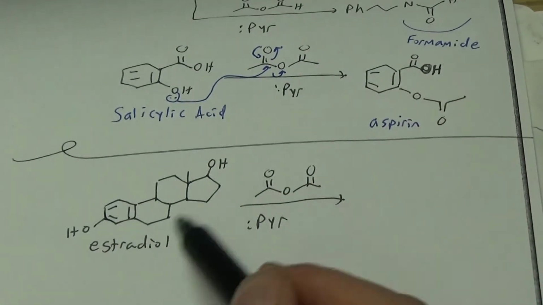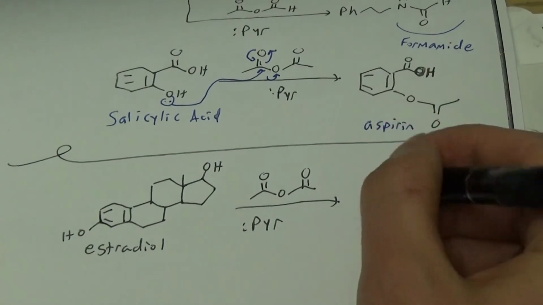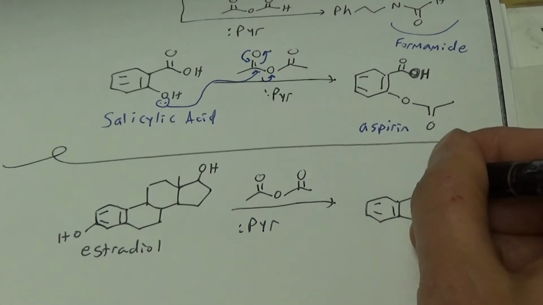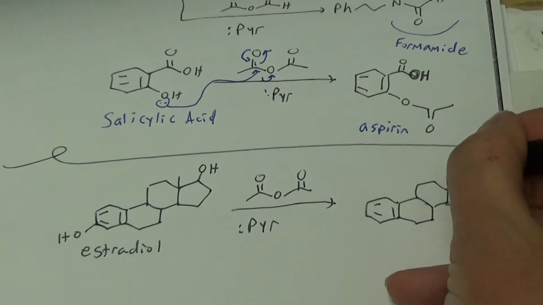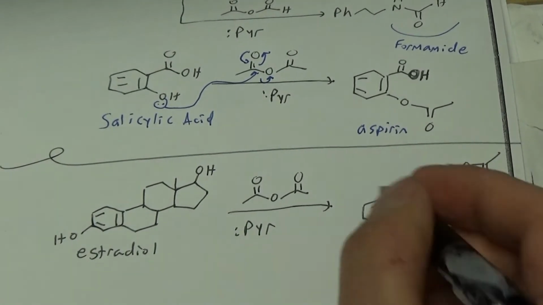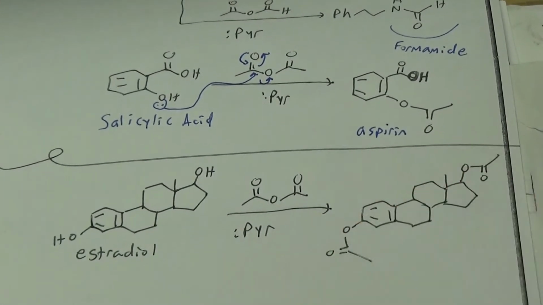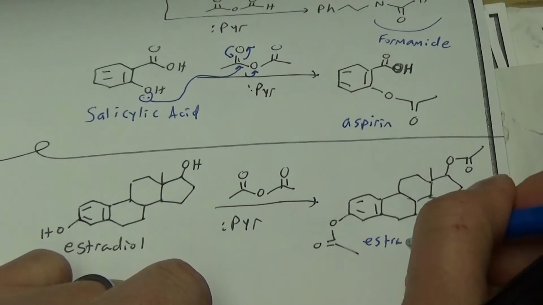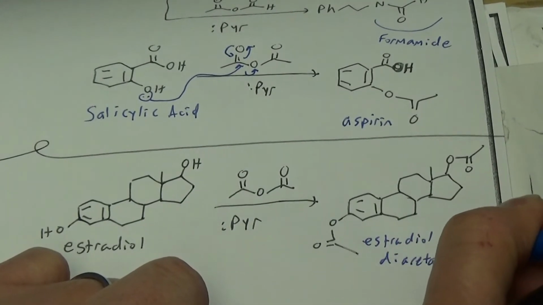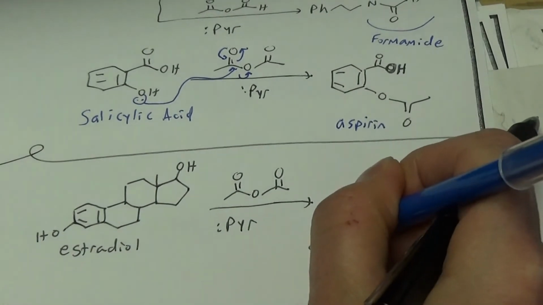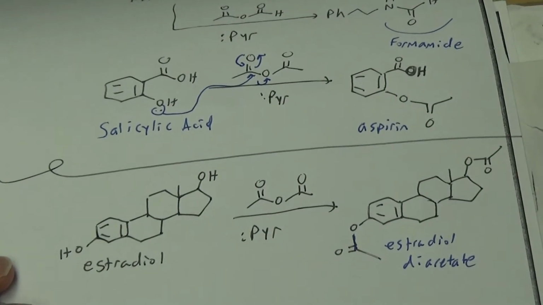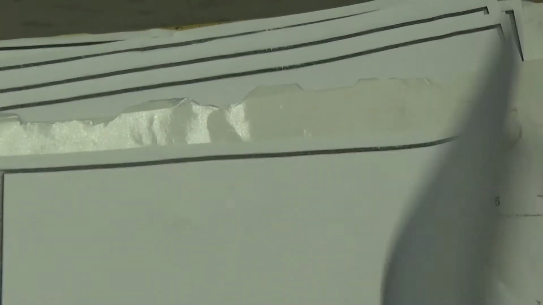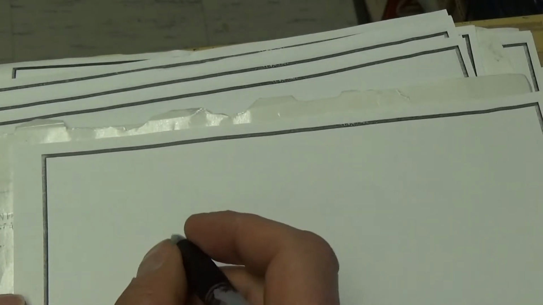A little bit of pyridine. We have 2 alcohols. They both get reacted to make acetate derivatives. So, acetate up there, and the acetate also on the aromatic alcohol. So this is an estradiol diacetate, I'd probably call it. Estradiol diacetate. Okay, cool. All right, that's it for anhydrides. Not a ton of new stuff to know about anhydrides.